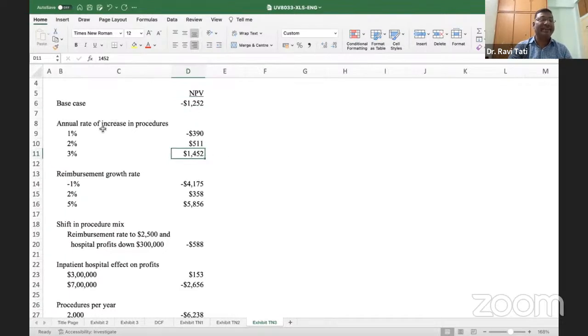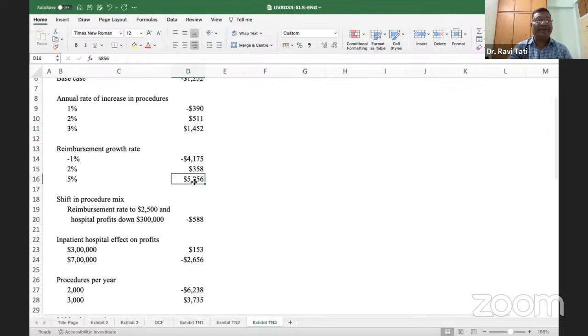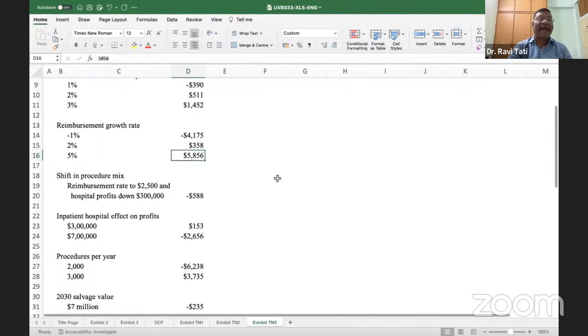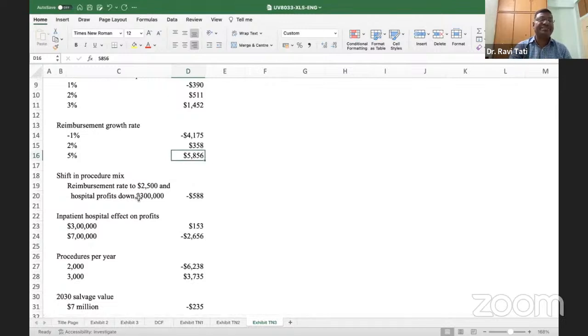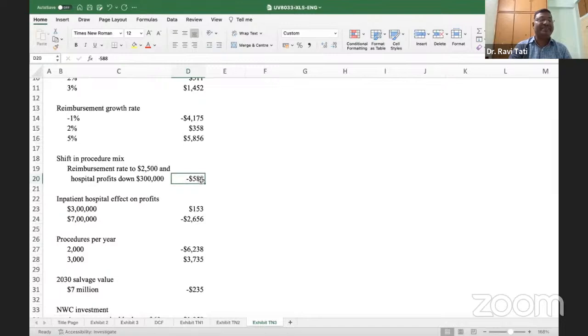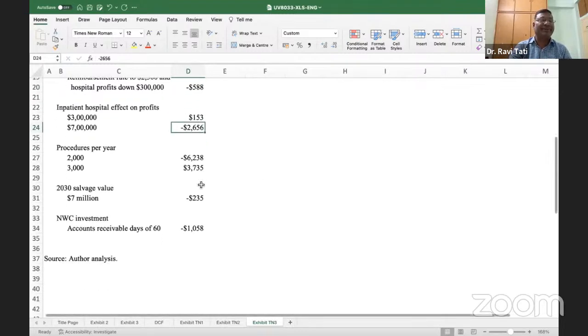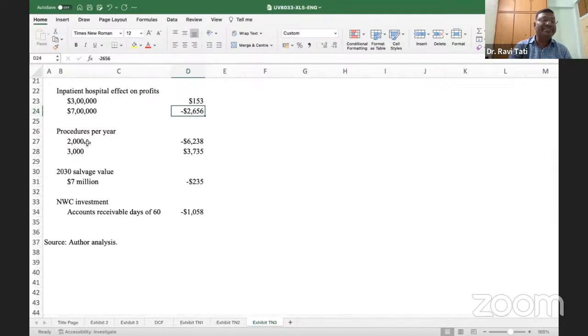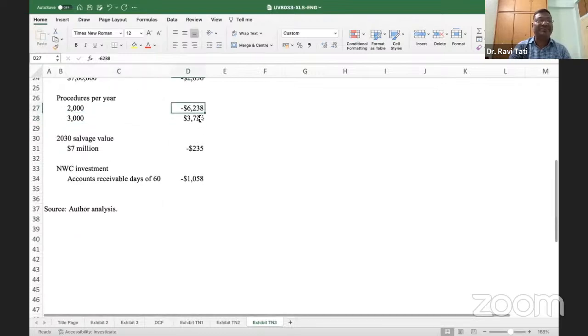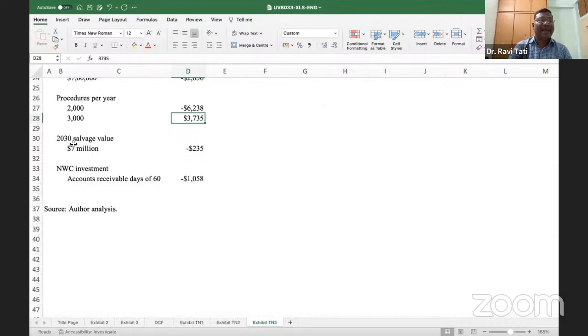This is another condition given. If the reimbursements increase, this is how it grows. And if there's a change in the procedure mix, the NPV is this. If there is an effect of the inpatient profits, this is how it's going to affect. And if the procedures are changing from 2,000 to 3,000 per year, your NPV will be changing from this to this. If the salvage value is 7 million, it is this.